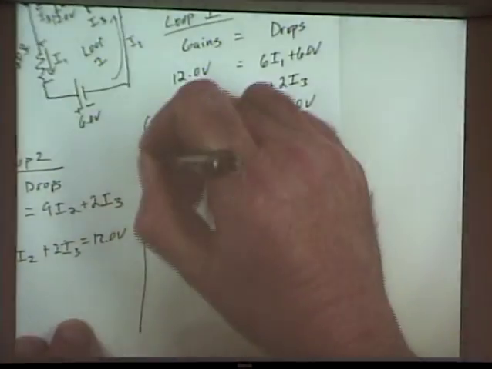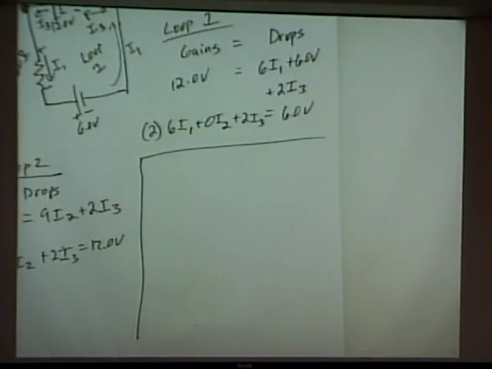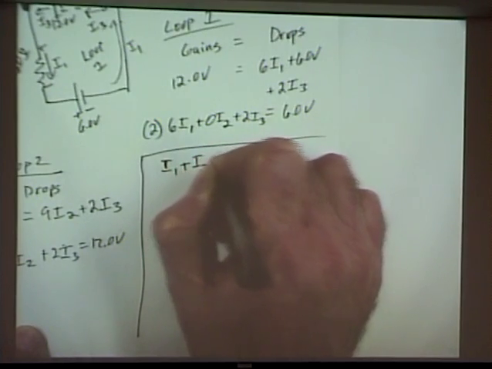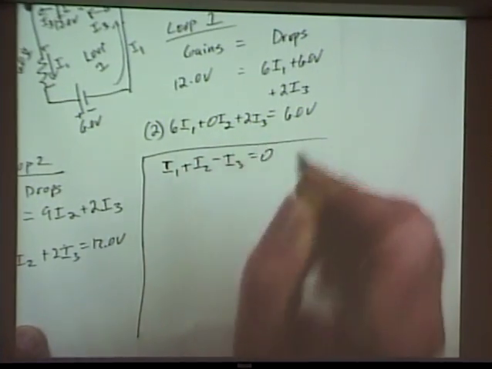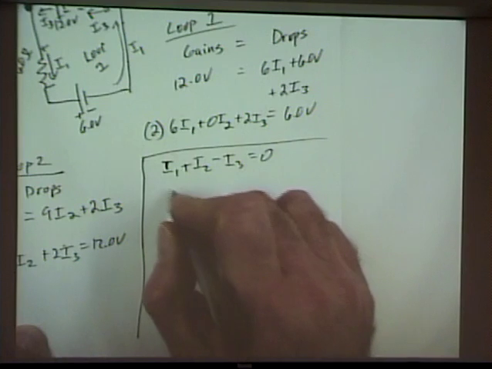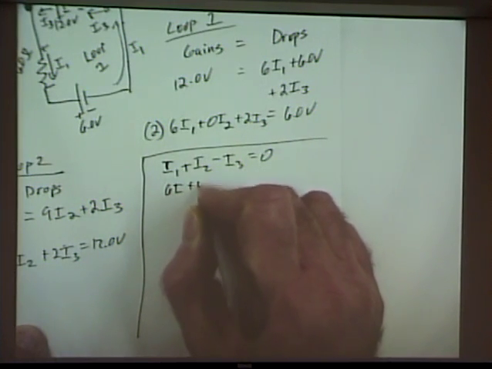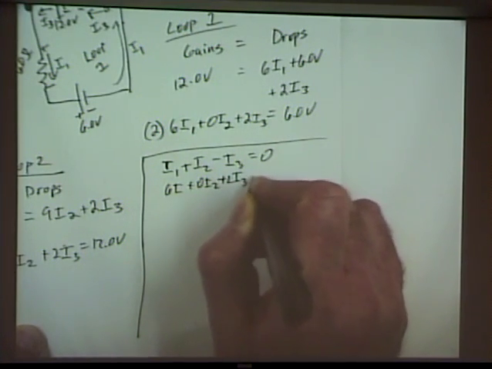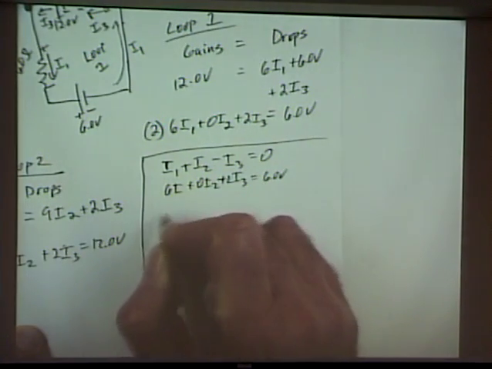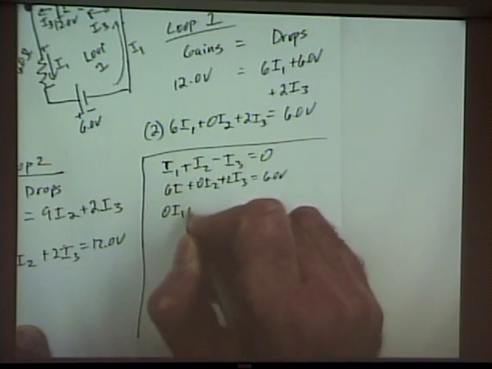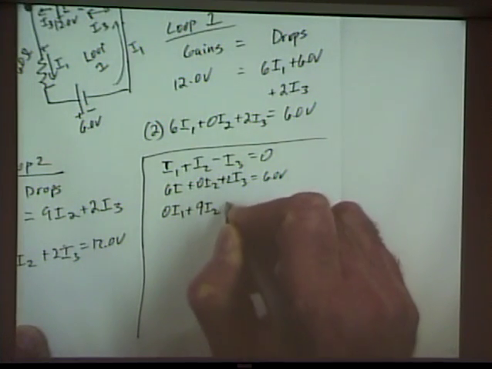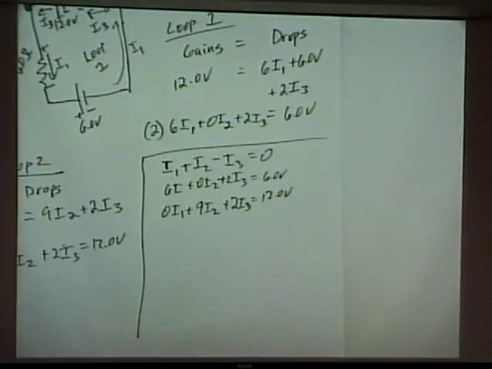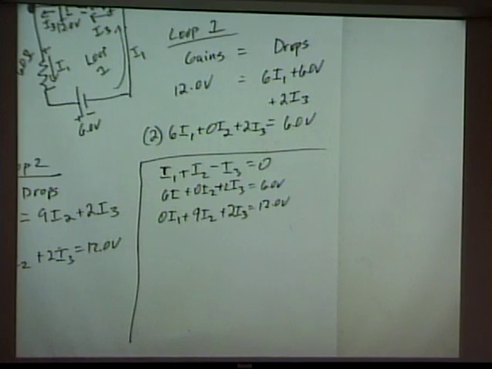So after all that, it's time to do some algebra. So I've got I1 plus I2 minus I3 equals 0. And I've got 6I1 plus 0I2 plus 2I3 equals 6 volts. And down here I've got 0I1 plus 9I2 plus 2I3 equals 12.0 volts. There we go.